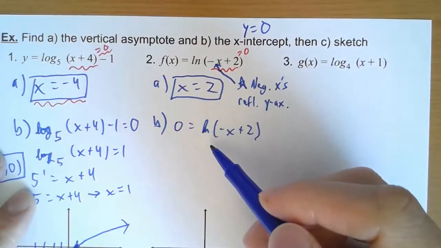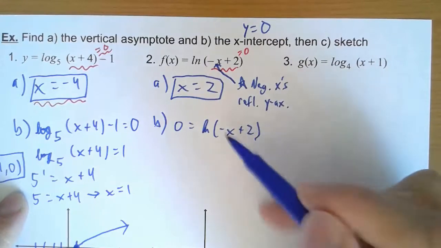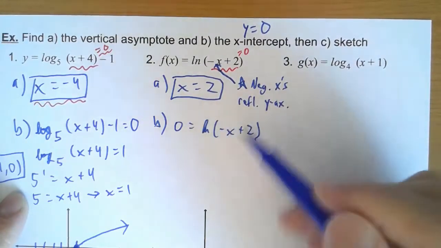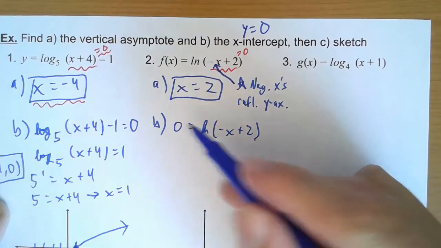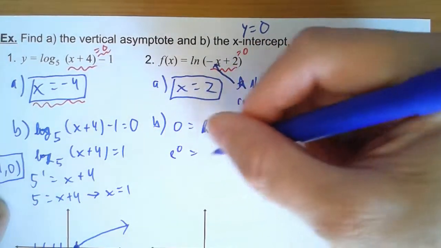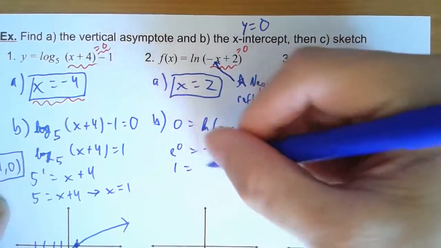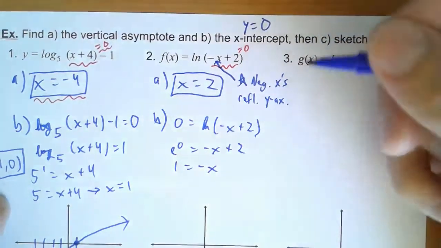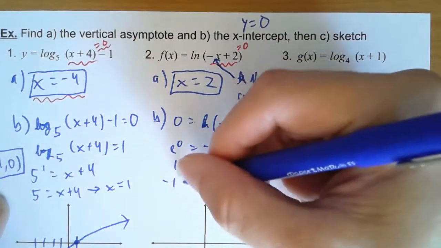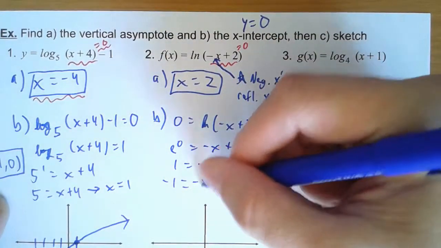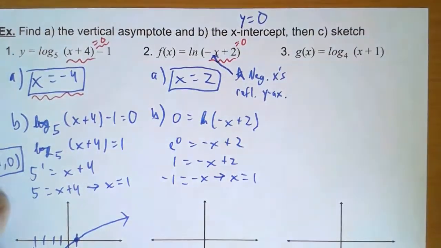Remember that natural log is base e, and so to solve this, there's nothing we can do right now. Everything's inside the log, so we might feel kind of stuck, so we're going to change forms. The base is e, so e to the 0 equals negative x plus 2. So 1 equals, really I should say the opposite of x, plus 2. Subtract the 2, negative 1 is the opposite of x. That means we get x equals 1 again.